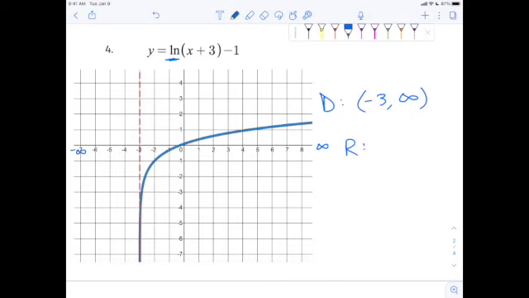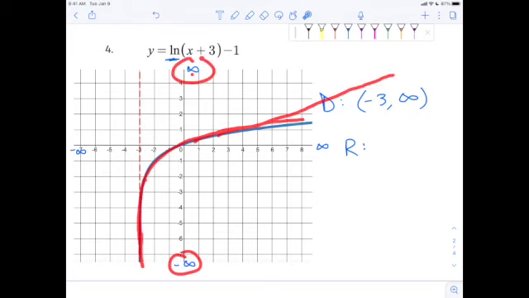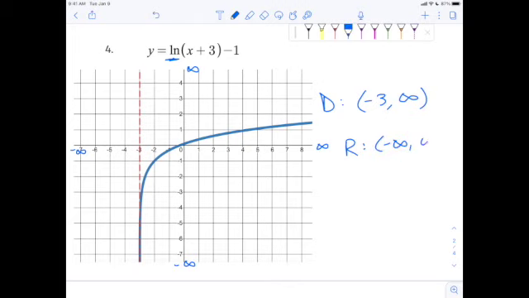The range, now that we're talking range, talking y values, does the graph exist at -infinity? Yes, this curve does go down, down, down, down. And does it go up? Is there any sort of end to its y values? Is there any maximum y value? No, this is going to keep going up slowly, slowly, slowly, but it is going to go up. So from -infinity to infinity, all real numbers there.